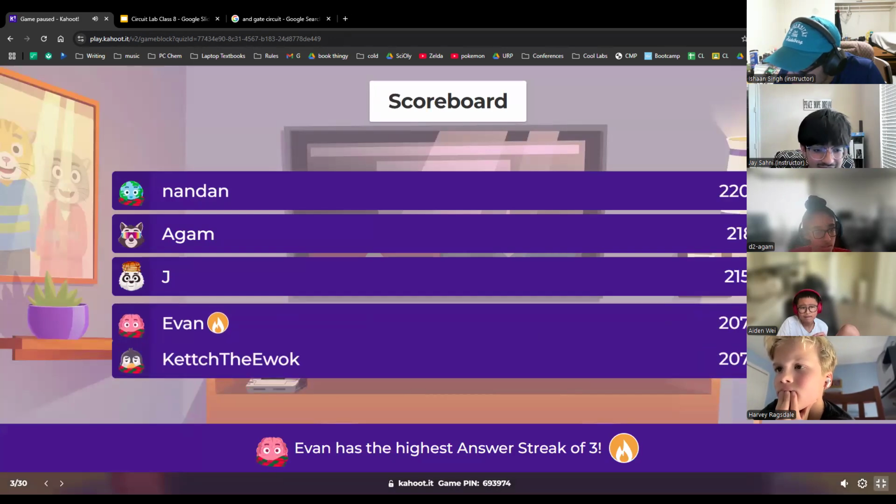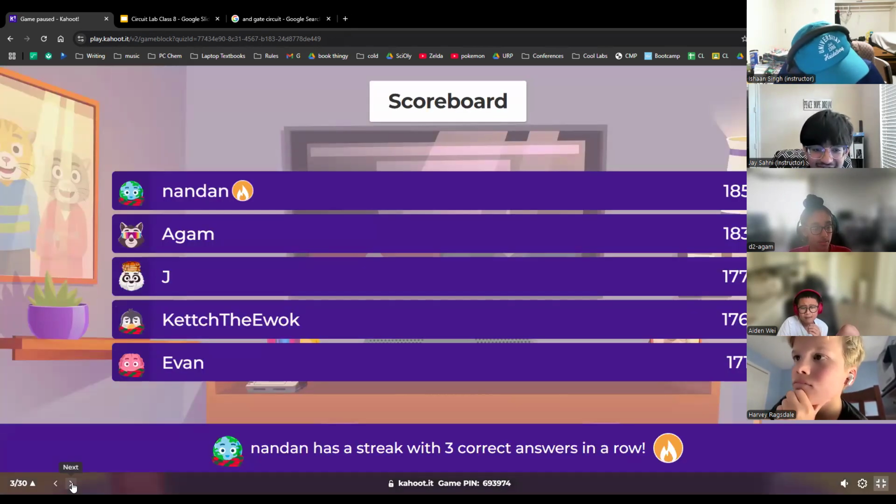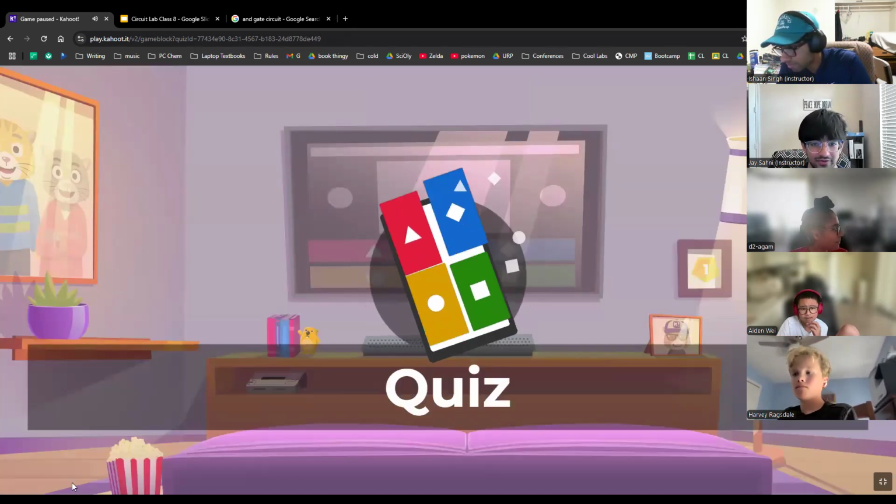So that was our OR gate. Yeah, I have no idea why that one was marked as correct, guys, but my bad. That was just one OR gate, both of them.